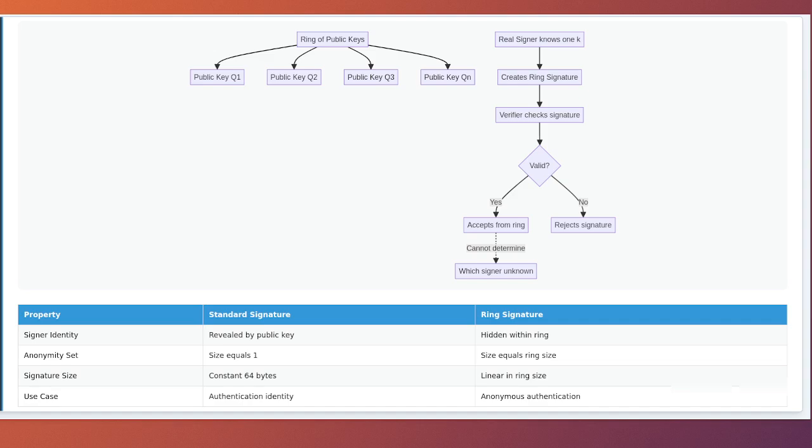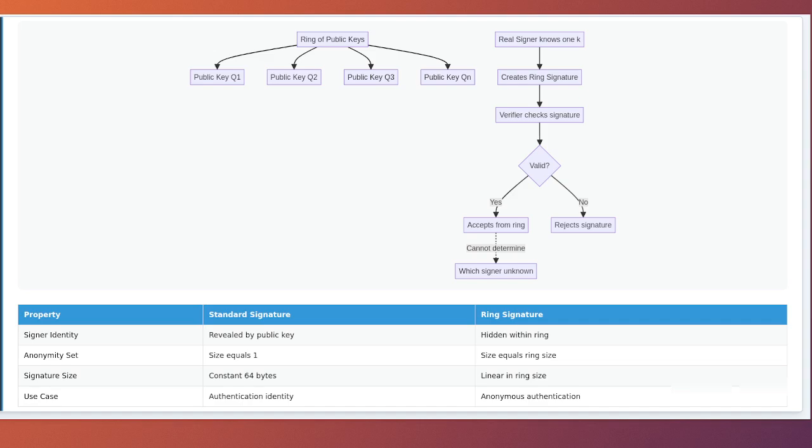Ring signatures provide strong anonymity guarantees. Even if an adversary knows all the private keys except one, they still cannot determine who the real signer was. The anonymity set size is exactly the ring size. If there are 100 public keys in the ring, the signer has 1 in 100 anonymity. Larger rings provide better anonymity but result in larger signatures.